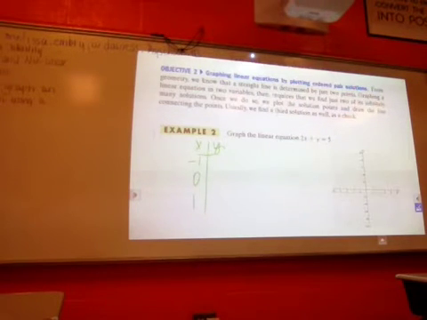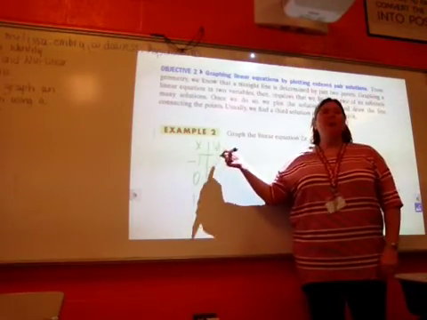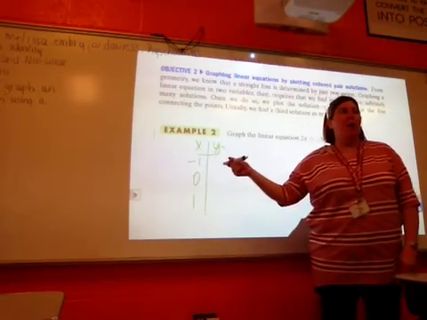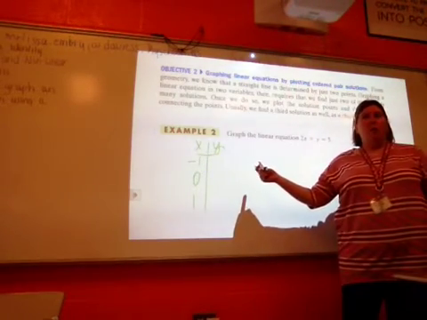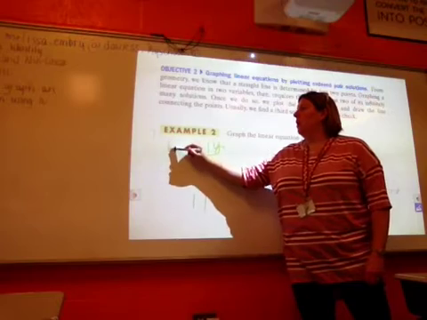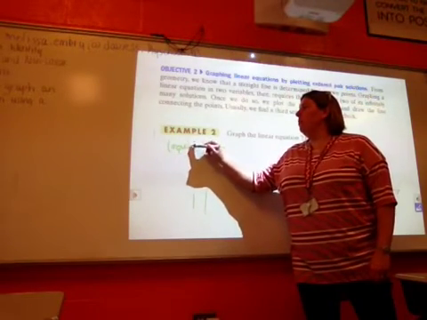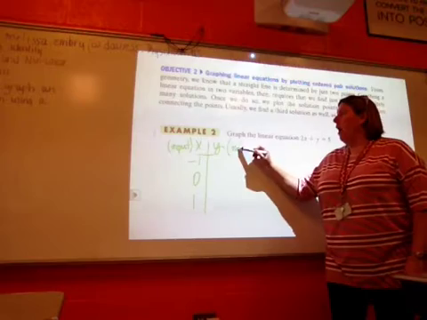Because we all know anything multiplied by 0 is what? 0. We all know that anything multiplied by 1 is itself. And we all know that anything multiplied by -1 is its opposite. Right? So that makes our life a lot easier. What's another name for a table of values? We sometimes call it a, what other kind of table? Input, output. This is my input, this is my output.